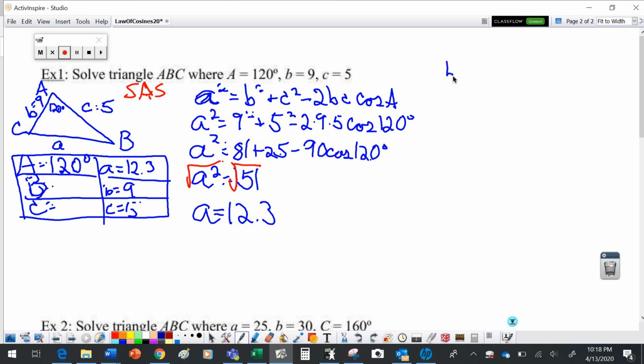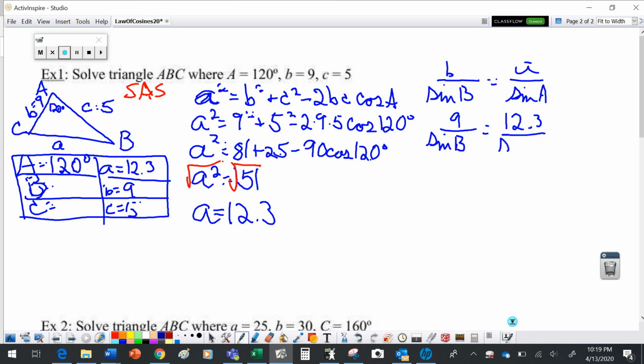I'll say B over the sine of angle B is equal to A over the sine of angle A. Okay, and I'll sub in everything that I have. So B is my 9. The angle that I'm looking for is the sine of angle B, so I can't sub anything in place of it. And that's going to be equal to A, which we found is 12.3, over the sine of angle A, which is 120 degrees.